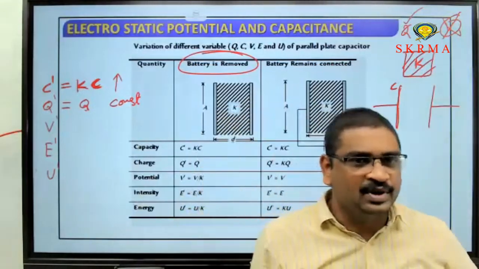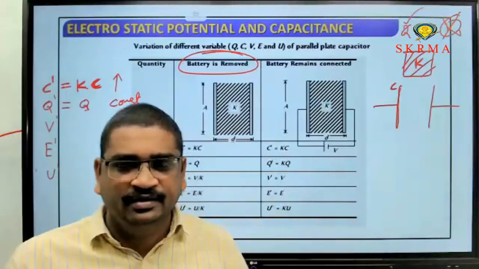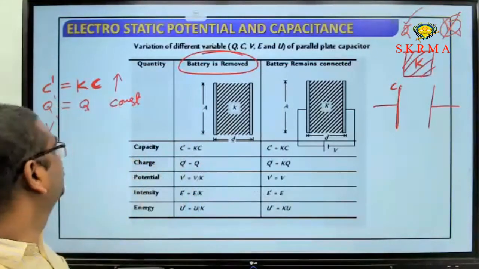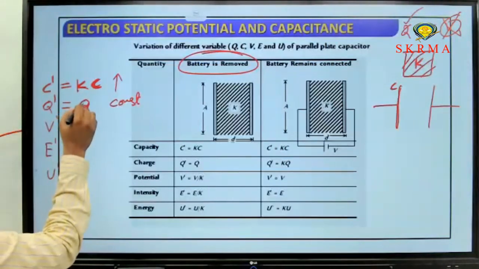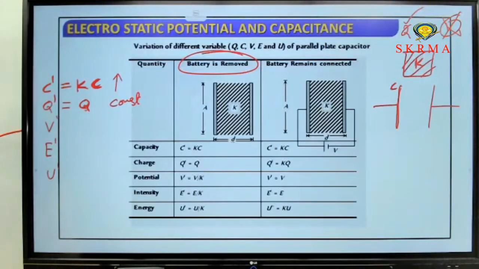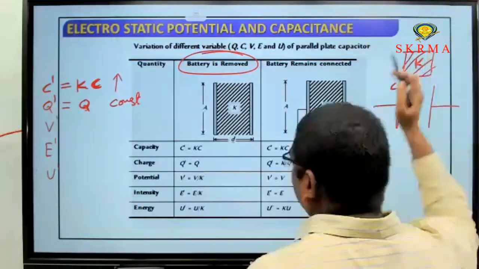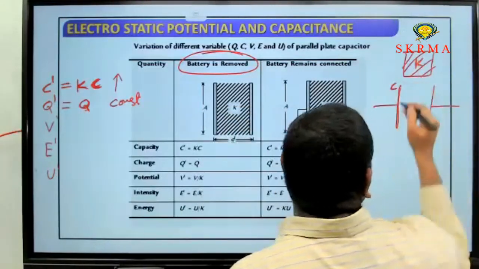Next, an important point: if the battery is not connected, then which one is constant? Charge is constant. So the new charge Q dash can be written as the old charge Q only. Now, from these two, we need to finalize this one. What is the basic formula for potential? Potential formula from Q = CV.